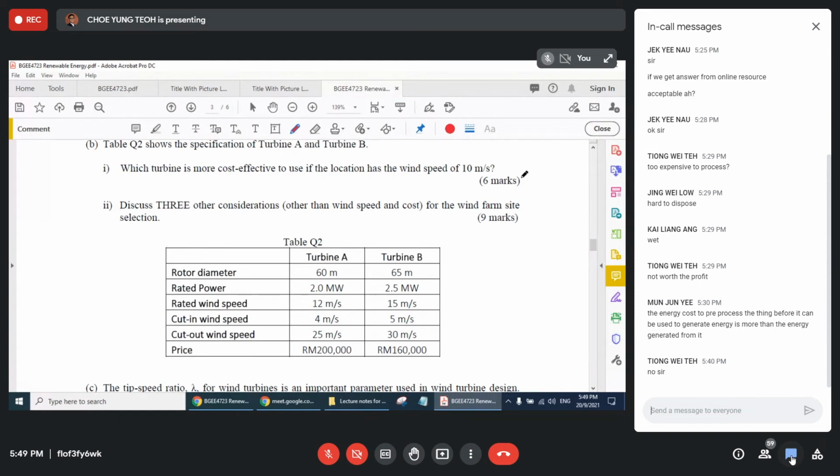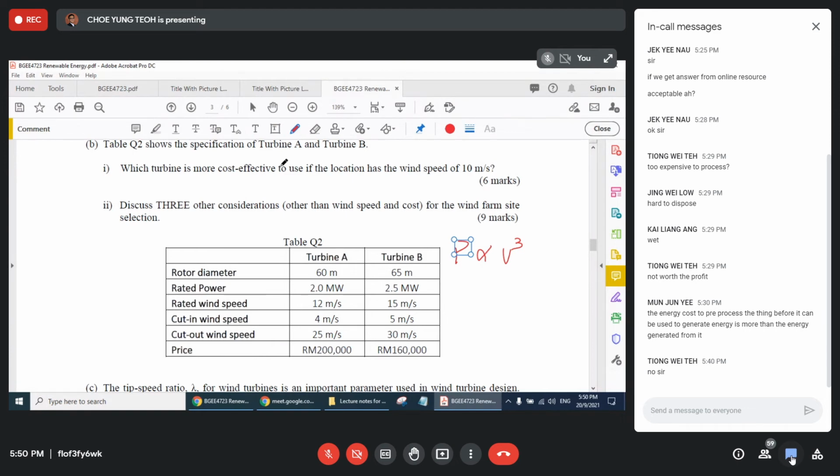Okay, now you want to calculate the power output at 10 meters per second. And then we know that the power output is directly proportional to velocity cubed. I think we cover this in the example as well. Okay, then you calculate for both and then check which is actually more cost effective.